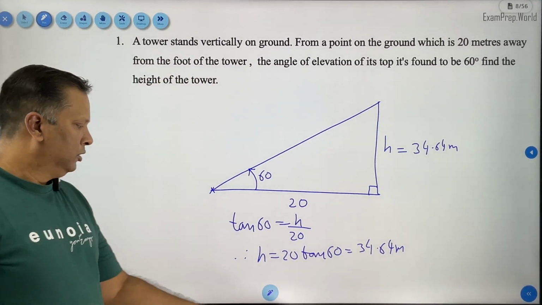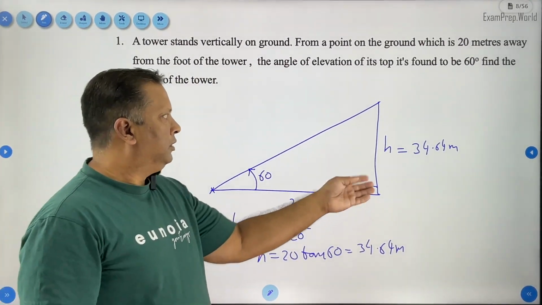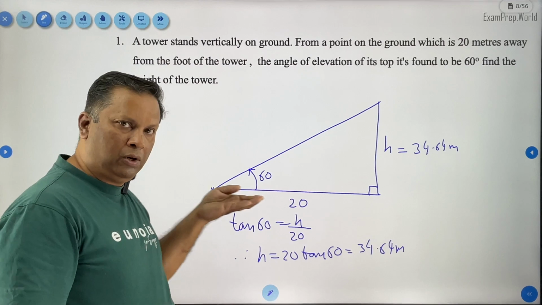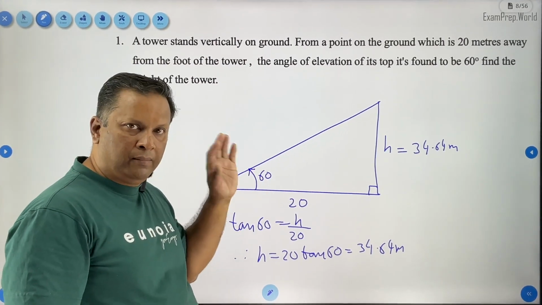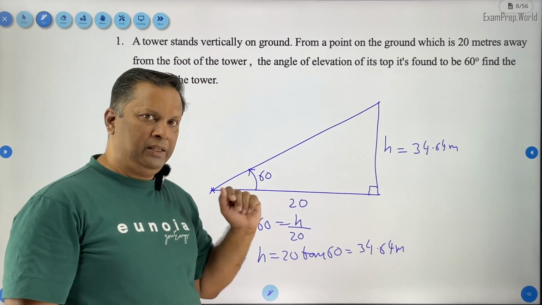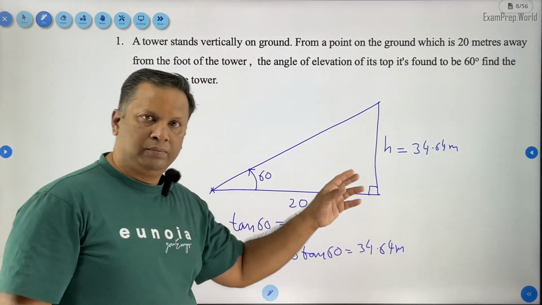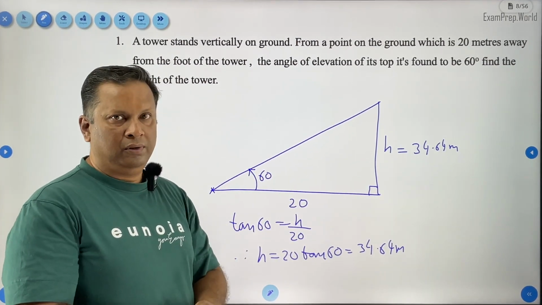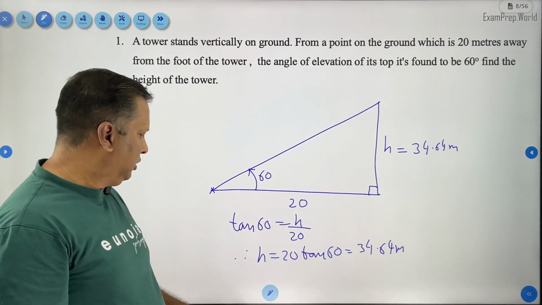Understood, right? So what we did, we drew the tower, we drew the ground level. In all these questions, the best thing is you should draw the ground level first and draw the vertical standing things and then draw the angles. If you follow the sequence, you will never go wrong. Okay. So this was very easy. Let's try the next one.